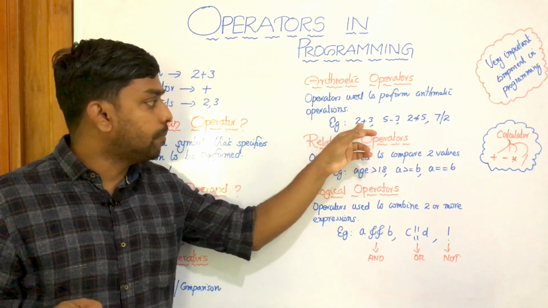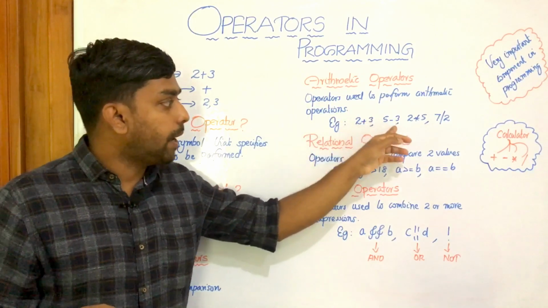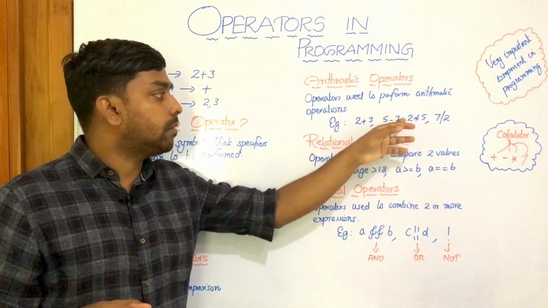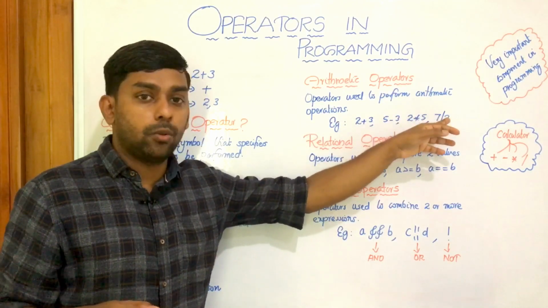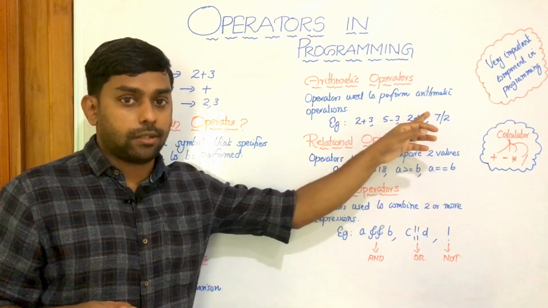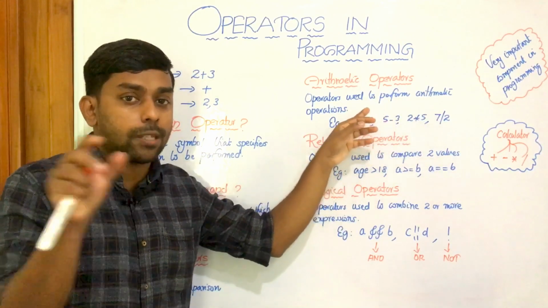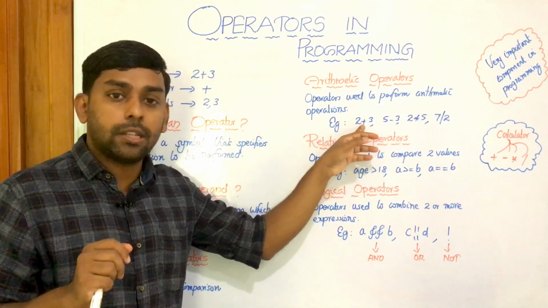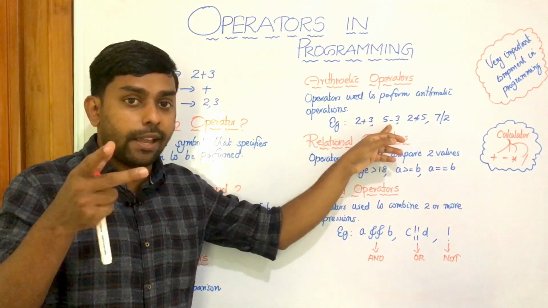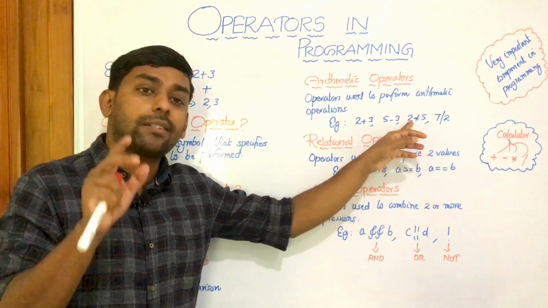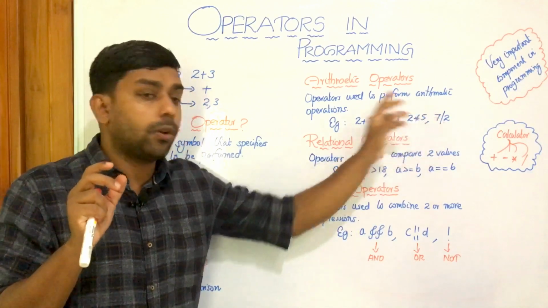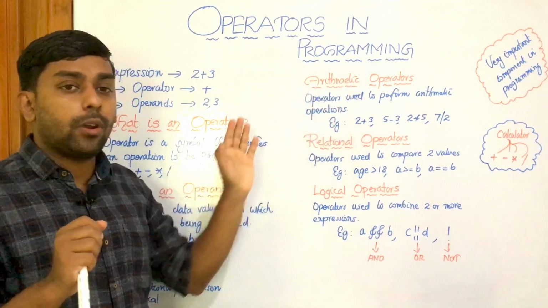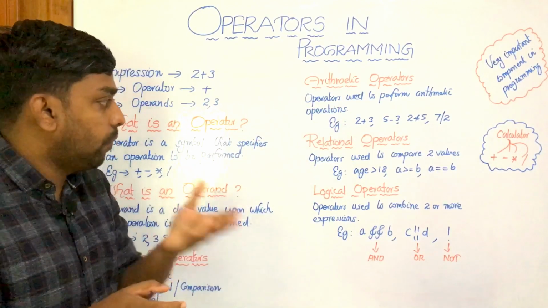So these are the symbols: plus, minus, into, division. Some examples: 2 plus 3, 5 minus 3, 2 into 5, 7 by 2. We know all these are expressions, and we have constructed these expressions using arithmetic operators. In the first case, the operator is plus. Second case it is minus. Third case it is asterisk, star, multiplication, and fourth time it is division, slash. Hope you understood, right? Yes. So that's about arithmetic operators. You know it very well.